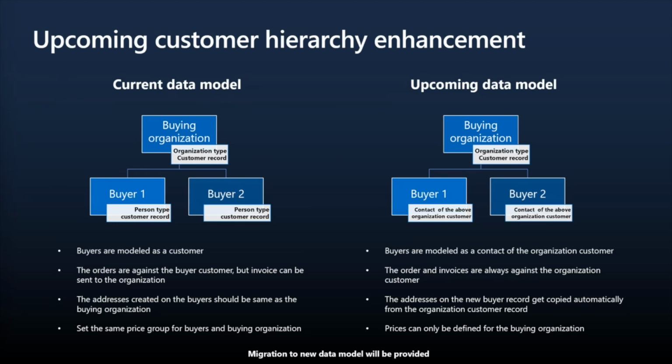But on the right hand side, all this comes for free, automatically. If you add a new address to the buying organization, it is available for all the buyers because they are a contact of that organization. So you don't have to do that manual adding of address. You don't have to do the manual creation of price groups at the buyer level because pricing can only be done at the buying organization level. So capability-wise, there is a parity, but definitely the new data model would simplify all these experiences.